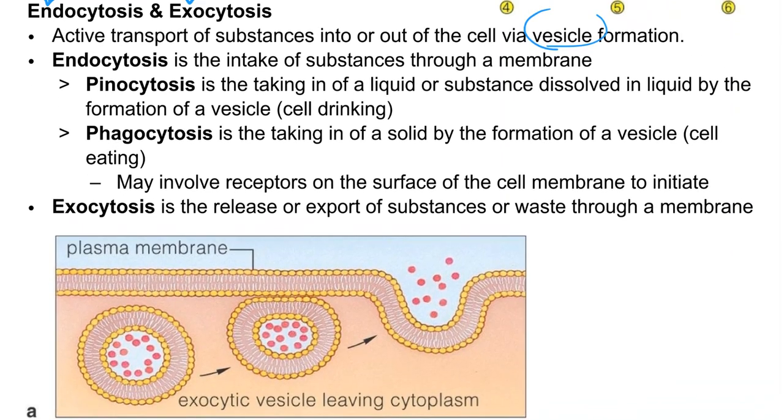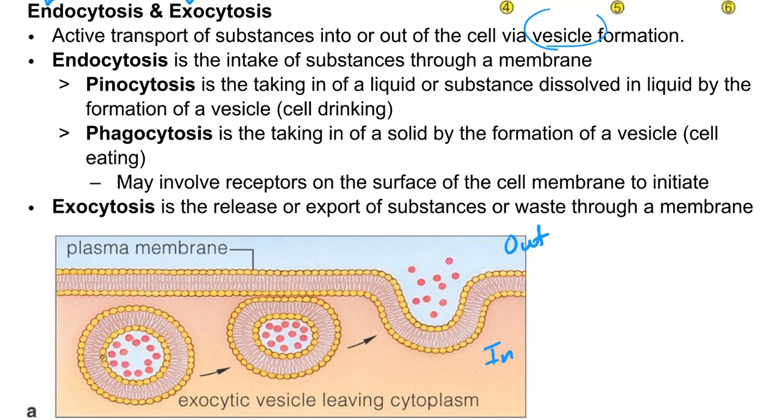So what's happening down here, this is exocytosis. Let's say we have the inside of the cell and then the outside of the cell. We've got a bunch of waste or something that we want to get rid of. It doesn't always have to be waste. Sometimes it's neurotransmitters in our brain. This is how you send chemical signals from one nerve to another inside your brain.